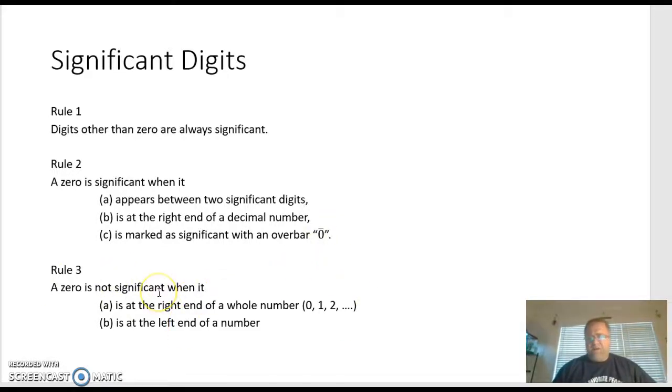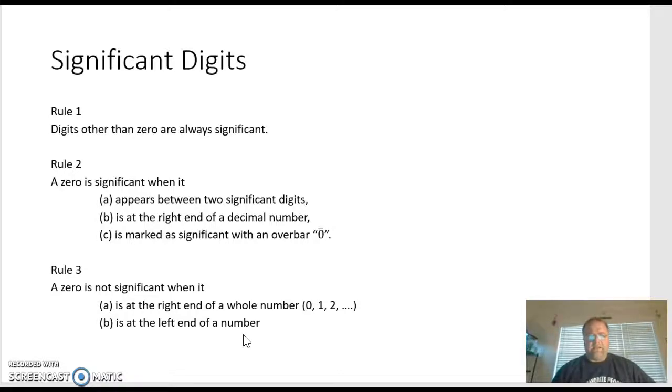Okay, here's when zeros are not going to be significant. If they're at the right end of a whole number, remember, a whole number is one that doesn't have a decimal point, then any zeros on the right end are not going to be significant. So we're not going to count those. And all zeros to the left of a non-zero number are also not going to be significant. So we're not going to count those at all.